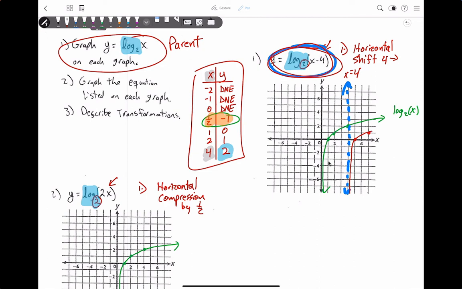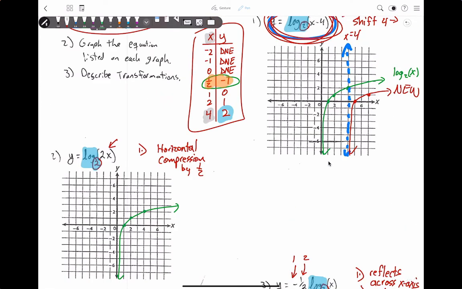Okay, over here, this horizontal compression, all these values, if you will, got multiplied by a half. So we knew that it started existing here. So now it's no longer going to be at (1/2, -1). It's going to be at (1/4, -1). This will be (1/2, 0). This will be (1, 1). And this will be (2, 2).